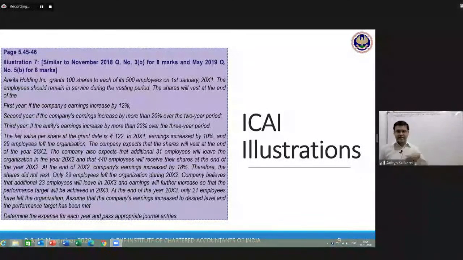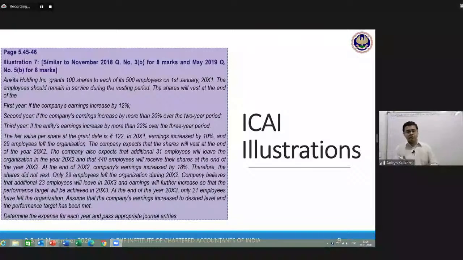So you will check whether it has been met at the end of the first year. If not, then go to the second condition. The shares will vest at the end of the second year if the company's earnings increase by more than 20% over the 2-year period. So you will check what has happened in the past 2 years. If it has increased more than 20% over the 2-year period, then the shares will vest at the end of the second year.